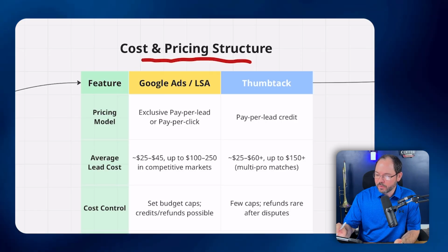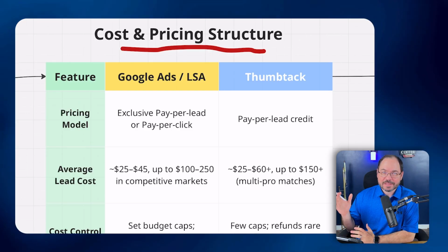So the very first thing we're going to talk about is the cost and pricing structure of each platform. Now, when we talk about Google Ads, we have Google local service ads as well as Google pay-per-click ads. So we're going to put those into one category because it is all Google. And then we're going to talk about Thumbtack as well.